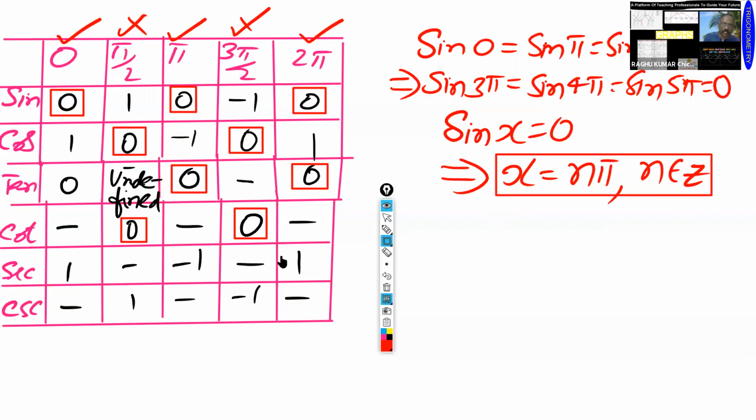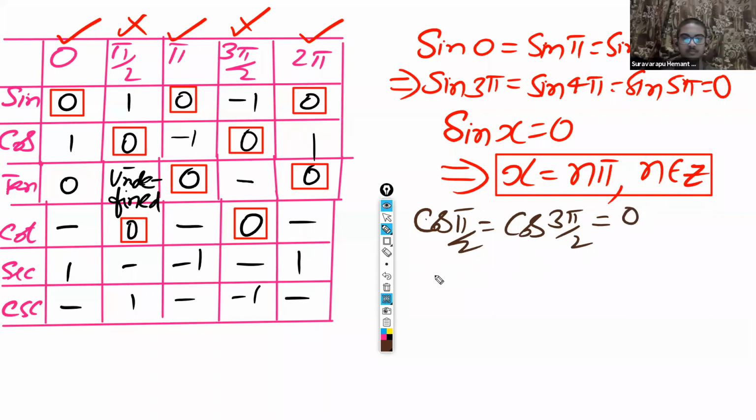Now let me check the next one with you. What is cos pi by 2, and what is cos 3 pi by 2? 0. It is there in the table. This is 0. This is 0. Correct or not? We are talking about 0 cases. Correct or not? Yes, sir.